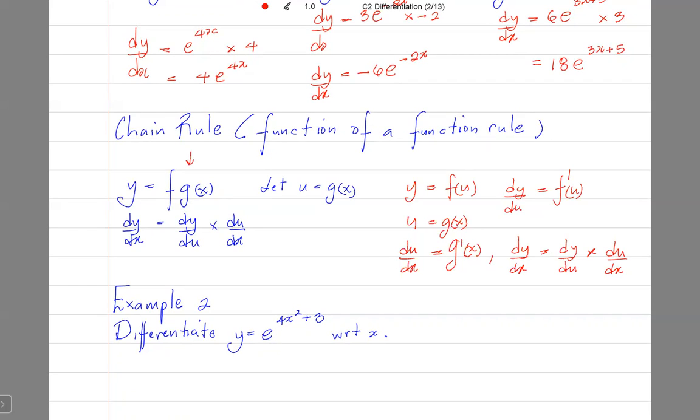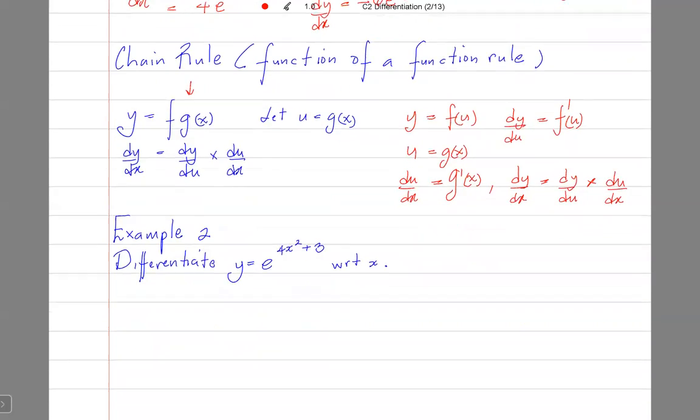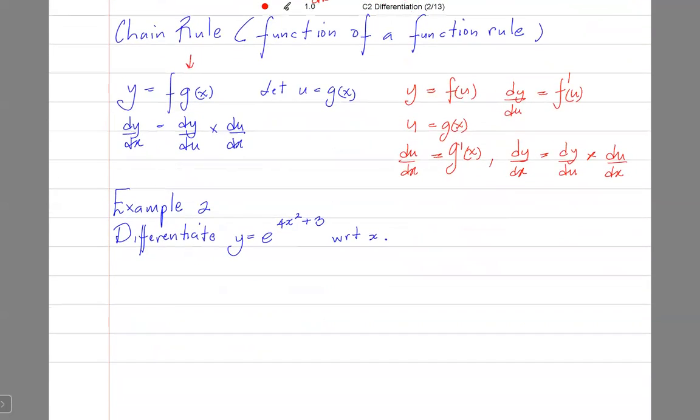All right, so let us see an application of that, a question similar to the one that we just did. I'm going to do this question using sort of a formula approach. So I'm going to say, this is my composite function. Let u be equal to 4x squared plus 3. This is my inside function.